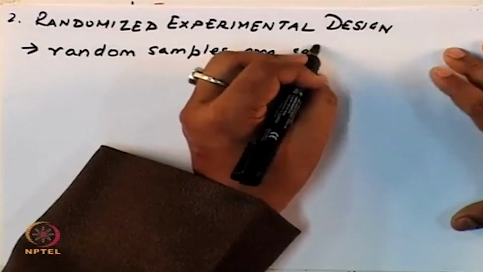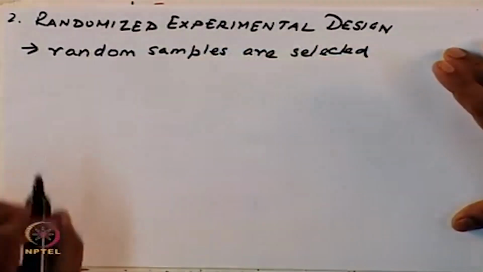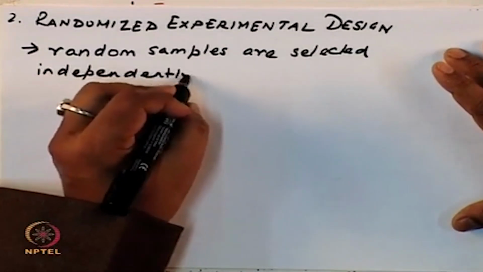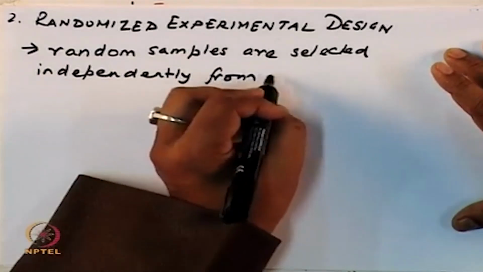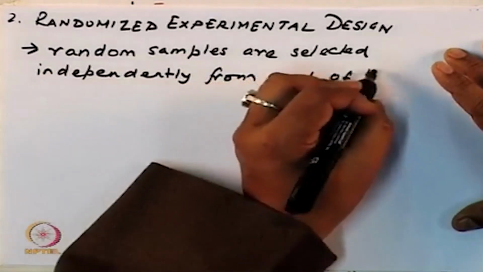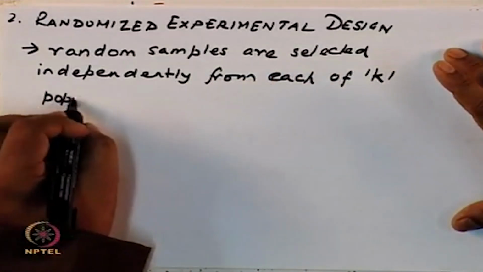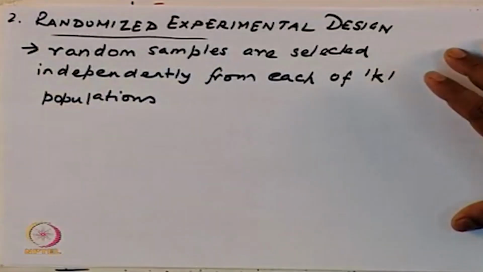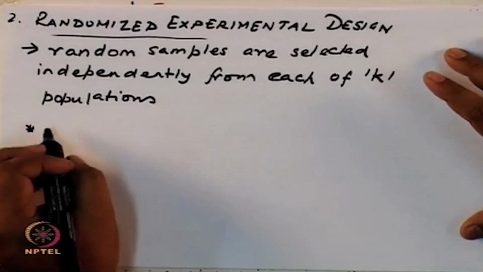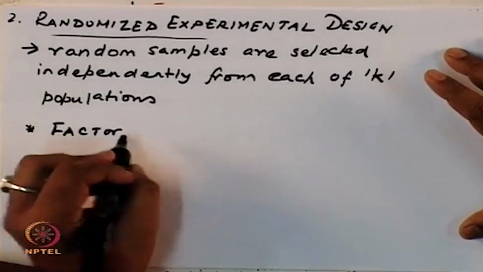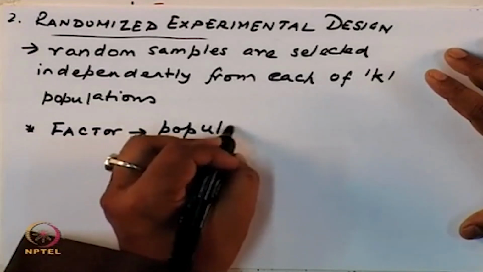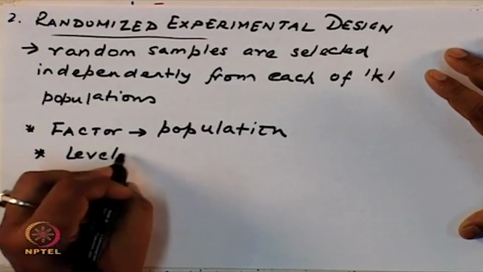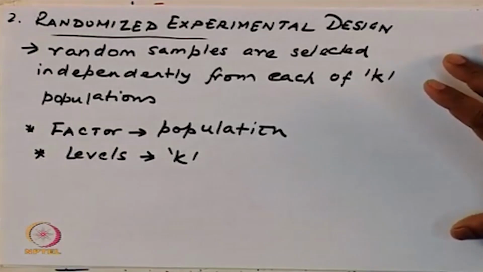random samples are selected independently from each of k populations. So, this is called a randomized design. In this, of course, your factor is the population itself. Your number of levels is k, as there are k subpopulations.